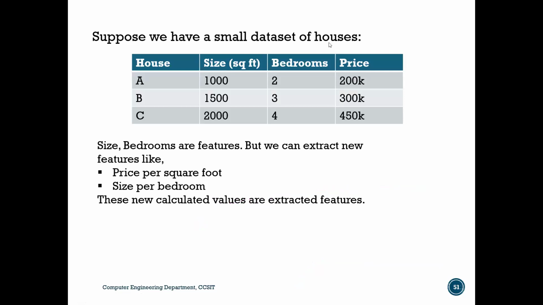Suppose we have a small data set of houses where we have the size of the house, the bedrooms, and the price. Size and bedrooms are the features. This is the input and this is the output. We want to predict the price. So how can we extract a new meaningful feature? Price per square feet, size per bedroom. So we can do that.